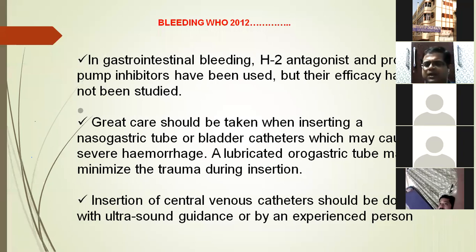Insertion of central venous catheters should be done with ultrasound guidance by an expert person. Definitely by an expert person. And if you are anticipating bleeding, in this case you can give prophylactic platelet transfusion at the time of central line insertion. And the choice of central line insertion must be the femoral, not the neck, because if there's a bleeding, you can compress and prevent the bleeding. But try to avoid femoral line insertion as long as possible.